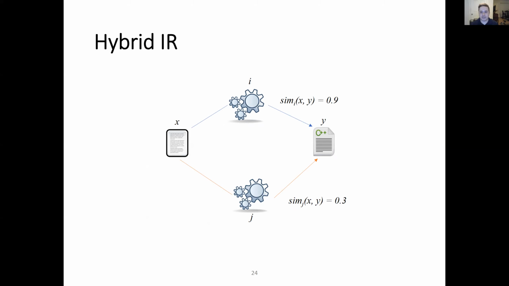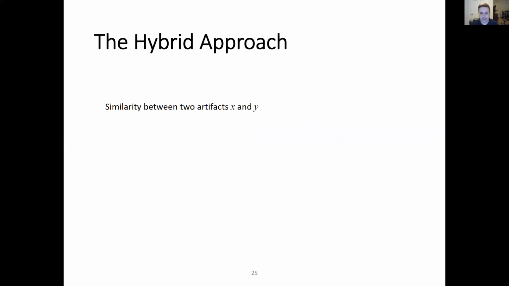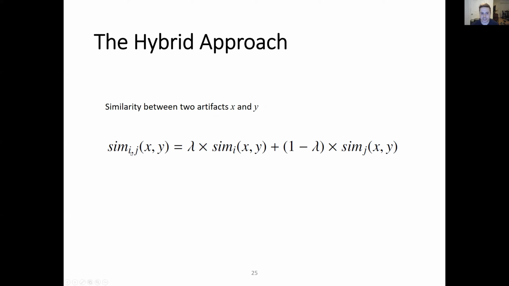So now I have two similarity scores. Which one should I trust, I or J? So to determine that, we basically plug in these two similarities in this simple equation here for combining the outcome of information retrieval methods. Now here, the similarity between X and Y based on the combination of I and J is lambda times the similarity between X and Y based on I, plus 1 minus lambda times the similarity of X and Y as estimated by J.